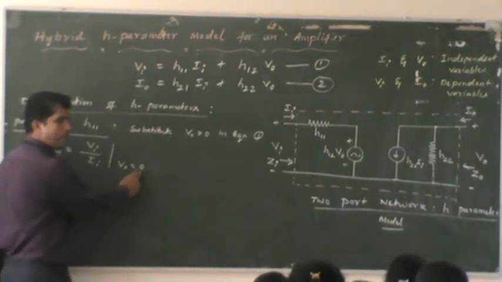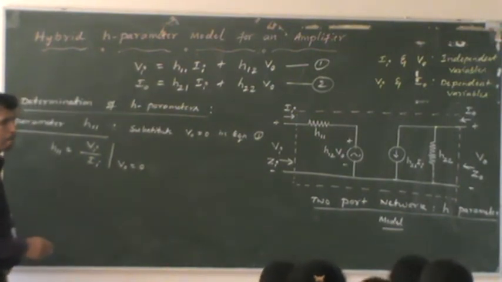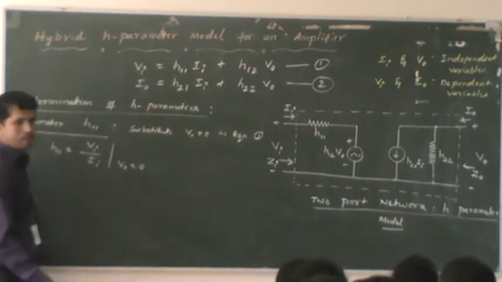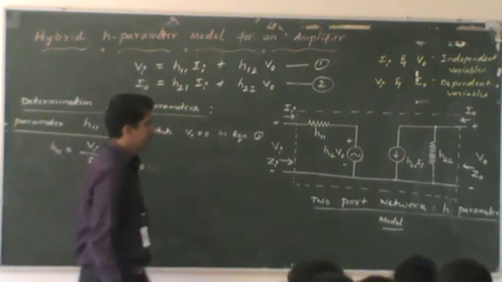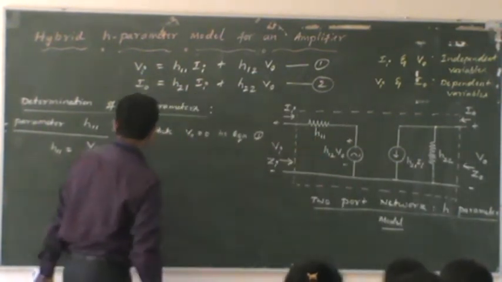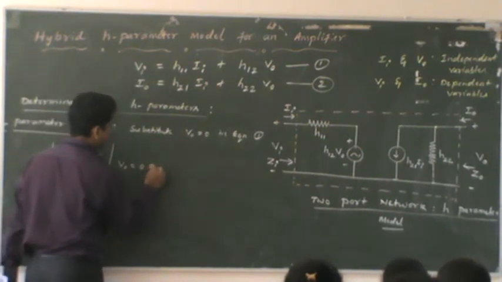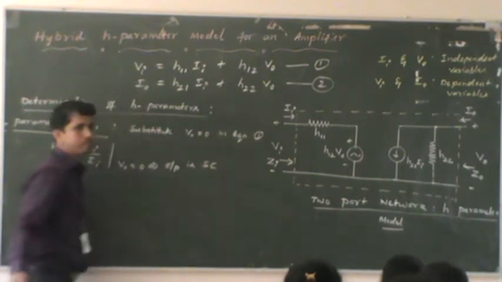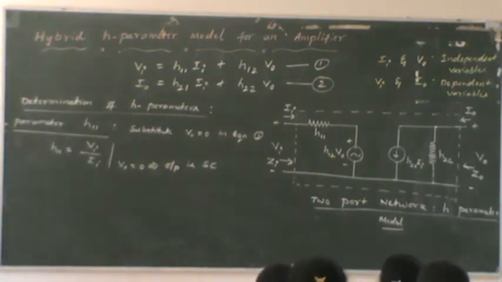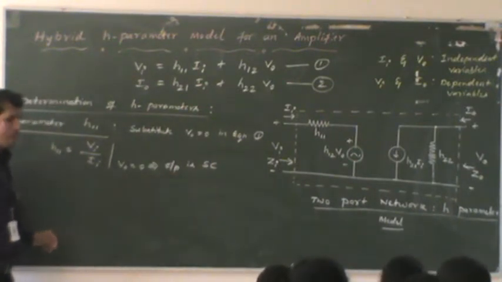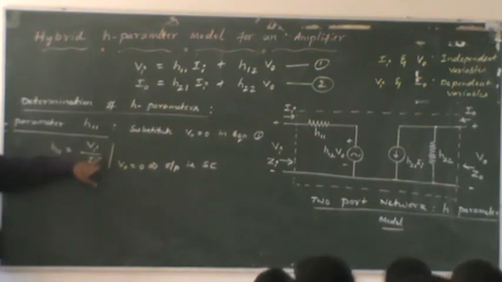So V naught is equal to 0. What does it imply? Output voltage is 0. How do you make a voltage 0? You must short circuit it. Okay. So if you short circuit this output, we can easily determine the value of H11. This implies that the output is short circuited. You understand this? H11 should be determined by short circuiting the output. You calculate the ratio of input voltage to input current, and that gives me the value of H11.